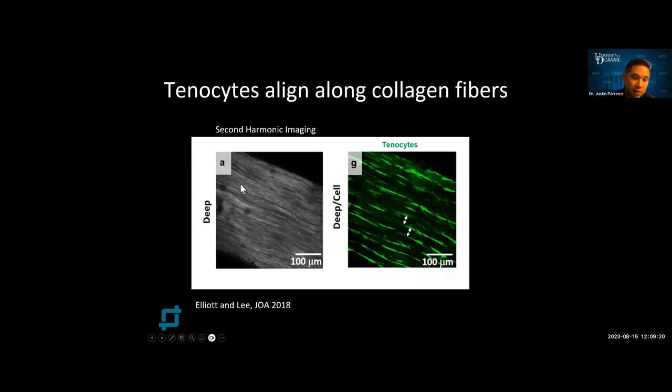And what you see here is second harmonic imaging to see the collagen fibrils. And along those fibrils, you see stained in green here are the tenocytes. So these tenocytes are lined along the fibrils. They are highly elongated cells.